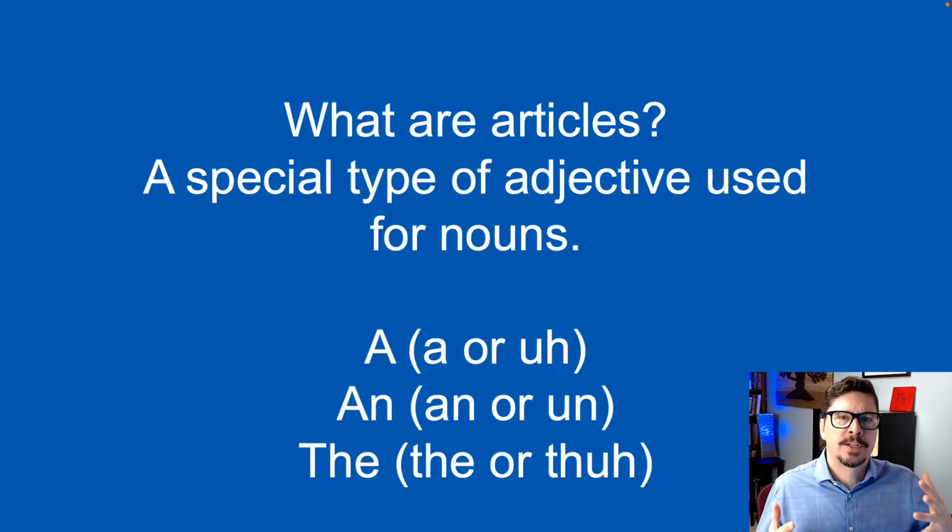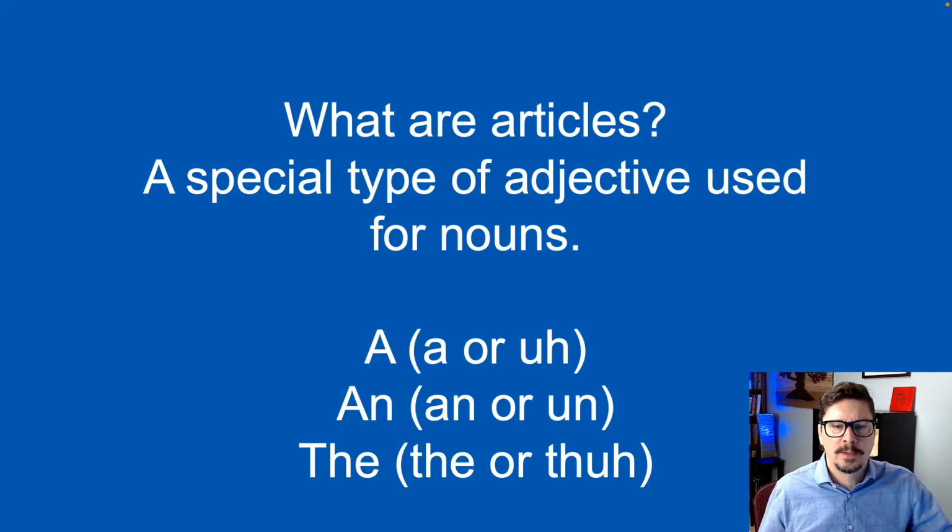So as a refresher, let's talk about what articles are. They are a special type of adjective that are used for nouns. Now, again, not all nouns. And sometimes the same word will require an article in one situation, but not in a different situation. There are three articles. They are a, an, and the.